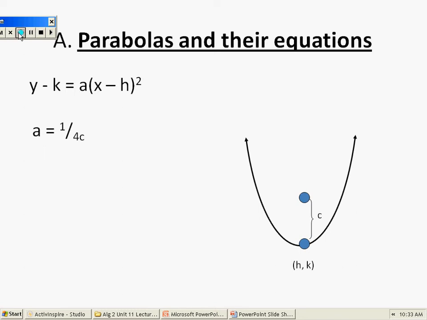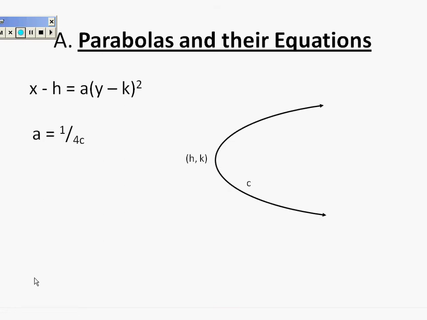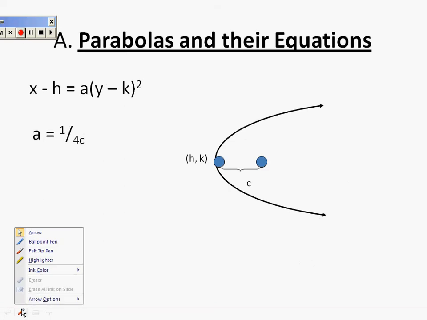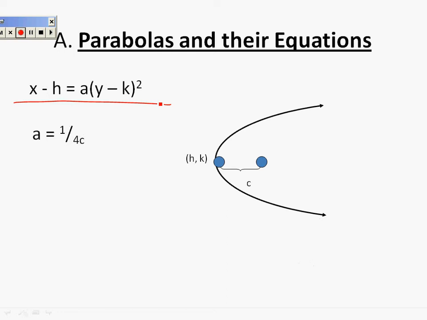So from here, we've seen this before way back in semester 1. The H and the K represent our vertex. Okay? The A tells us a few things. First of all, the A tells us what direction it's going, whether it's going up or down. If it's going up, then A is positive. If it's going down, then A is negative.